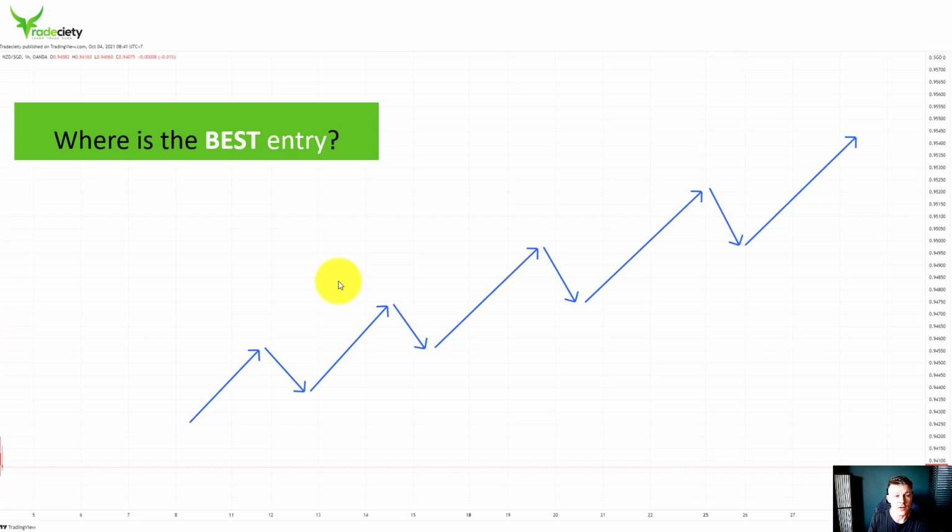So where do we find the best entry when we look at trending markets and when we want to trade a trend? Whether we look at Elliott wave theory, Dow theory, or any other market theory, we understand that the market moves in those waves of ups and downs, and this is generally how a trend unfolds. So where is the best entry here?